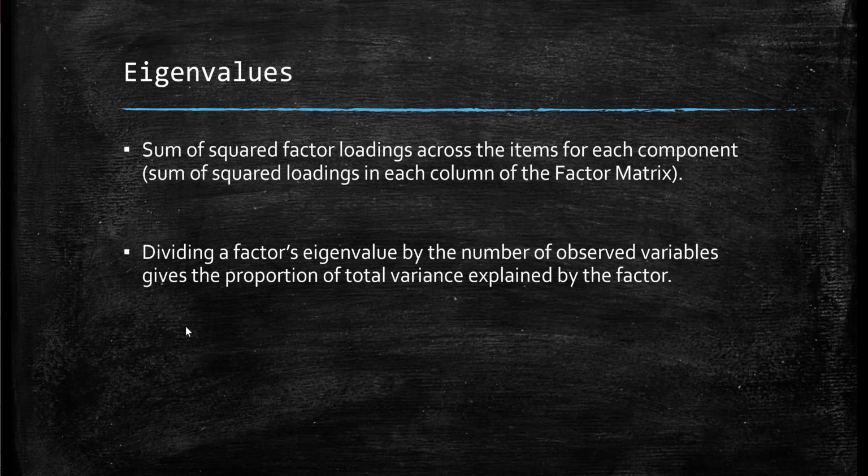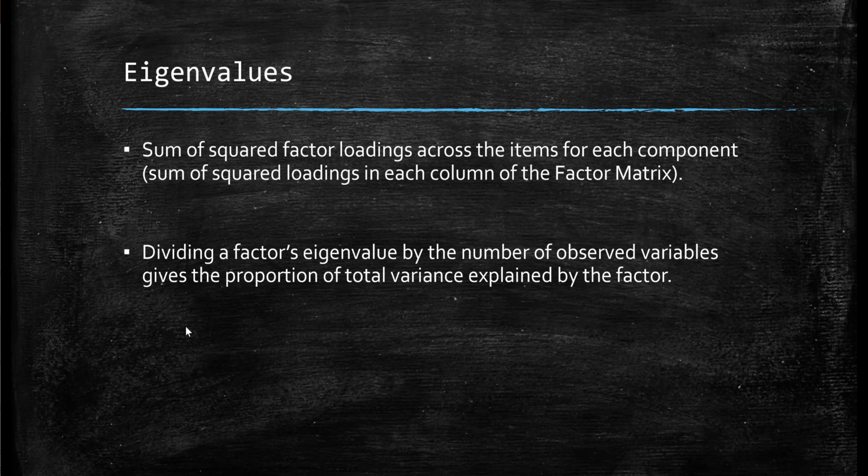So the eigenvalues are a way of determining how much variance a factor is explaining in the data set. So if you divide a factor's eigenvalue by the number of observed variables, it gives the proportion of the total variance that is explained by the factor.